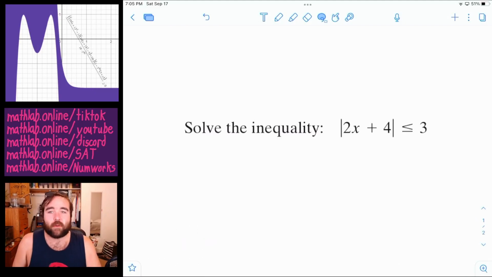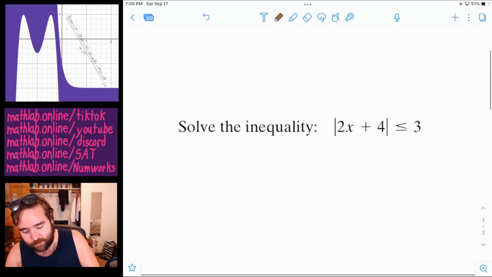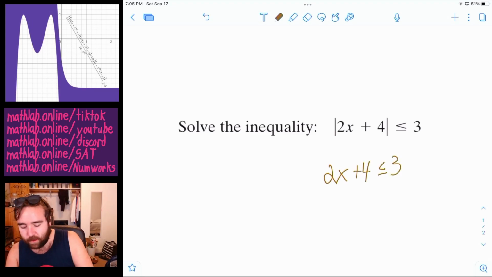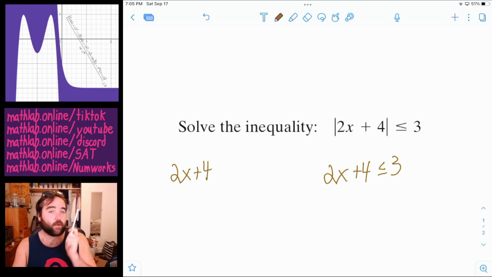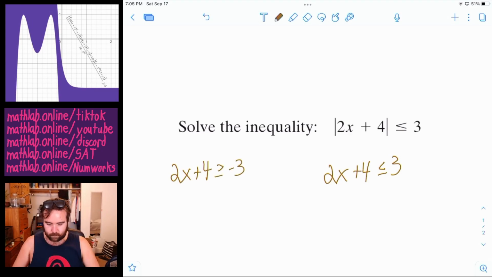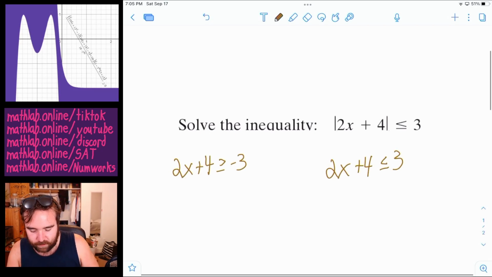So how do you solve this inequality? Well, it's got absolute value, so you've got to split it up into its two different equations. We're going to have that 2x plus 4 is less than or equal to positive 3, and then also the negative version, that 2x plus 4, and then remember negative, so we got to flip the sign, negative 3. So there we go. So now we just got to solve both of these things.